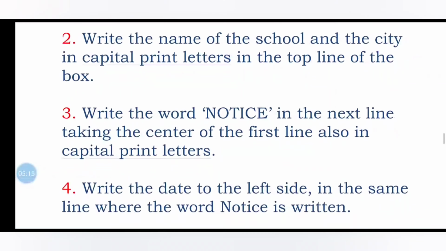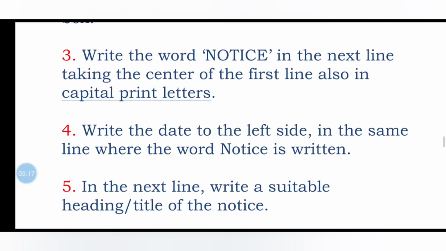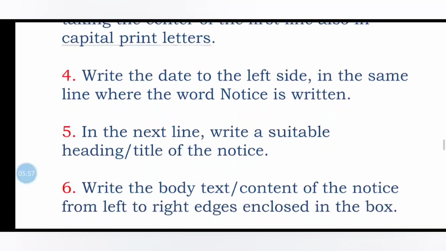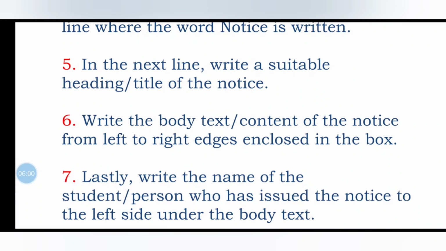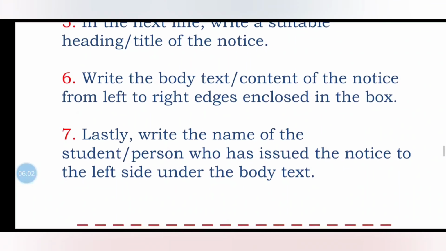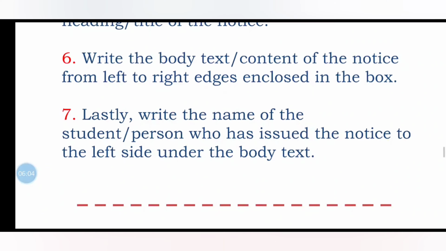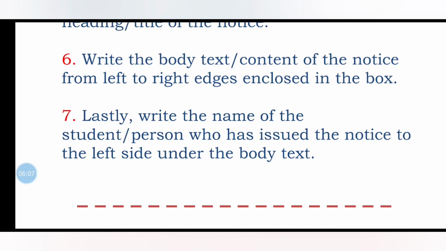Then the fourth step is you write the date to the left side in the same line where the word notice is written. Then you have the next step, which is the third line. You write a suitable heading or title of the notice. The sixth step, you write the body text or content of the notice from left to right edges enclosed in the box. Enclosed means again inside the box only.